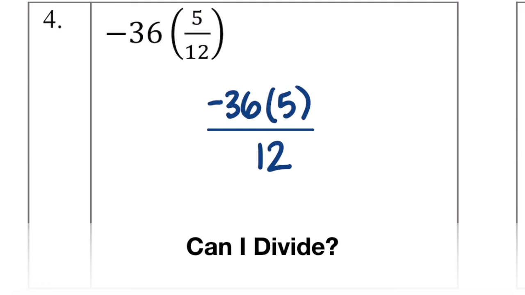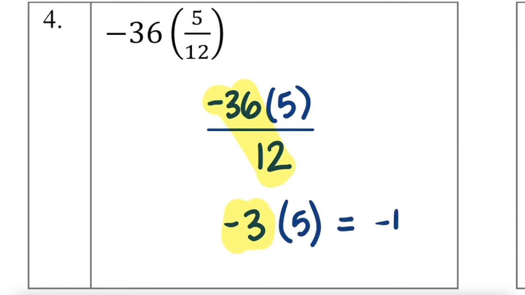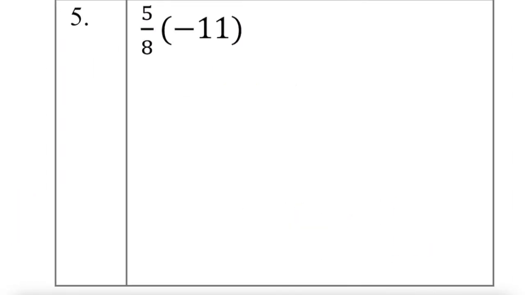Can I divide? Yes, I can divide negative 36 by 12. Negative 36 divided by 12 is negative 3. And negative 3 times 5, well, that's just negative 15. We like these. These ones are nice when you can divide. On to number 5. Let's put the multiplication in the numerator.